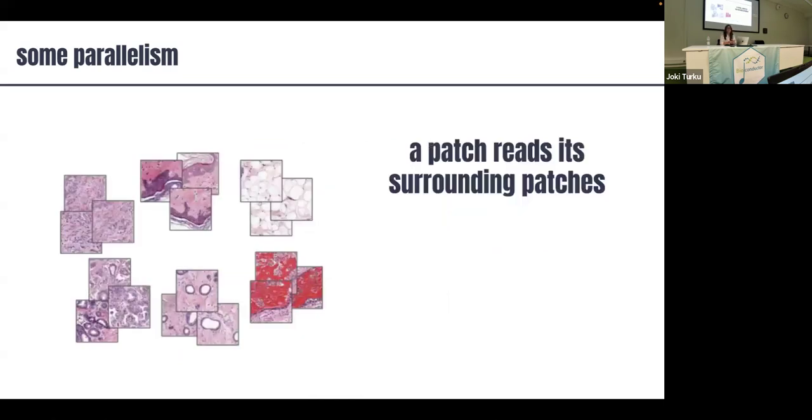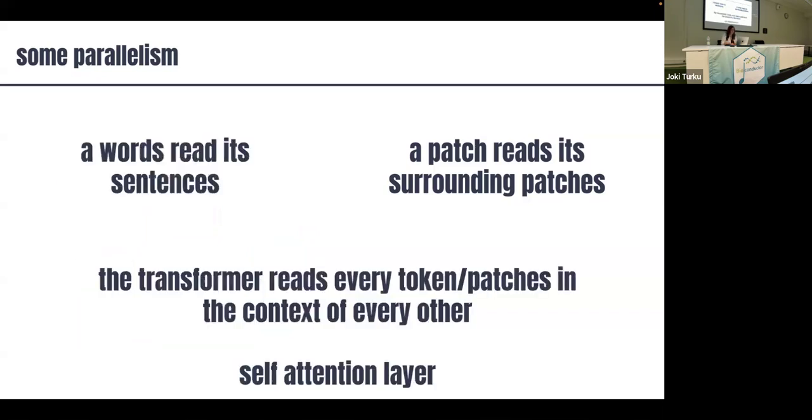It's the same when we talk about patches, because if in a patch we have a necrotic cell or something like that, it changes if this necrotic cell is surrounded by stromal cells or maybe inflammatory cells. So the context also matters in biology. Again, this transformer reads these tokens or patches, and the context is really important.